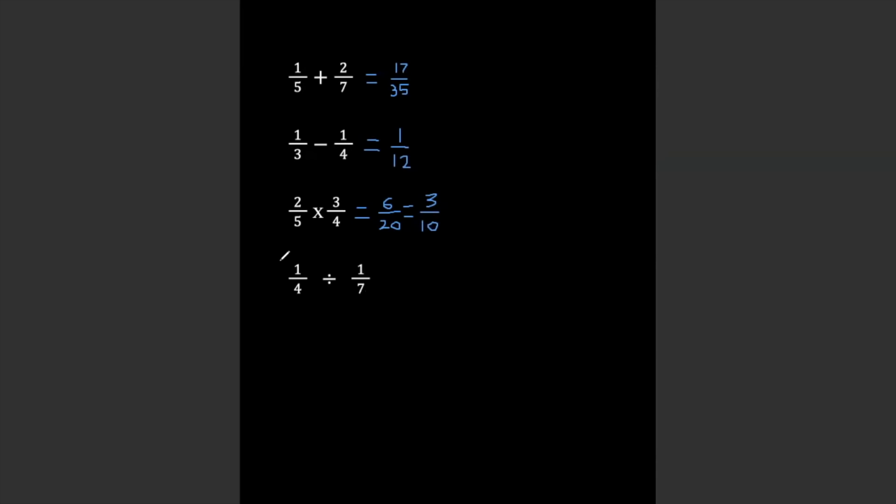Now, this last one, division, is going to be the hardest. So please take your time, pause the video, just try to figure it out. Okay, so there's going to be a couple ways you can do this. The first way is we're going to do the same thing as the subtraction and the addition equations, and we're going to multiply the denominators at the bottom. 4 by 7 equals 28.